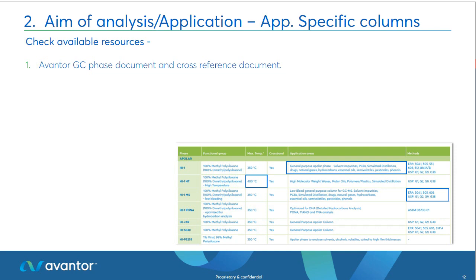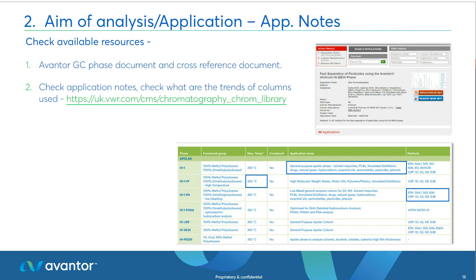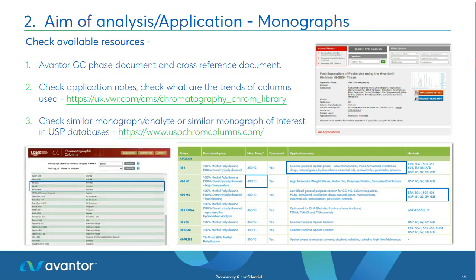You can also check the application notes in our application library online, and here you can search, you can have a look at the column type, you can search specific analytes of interest, and it just gives you more of an idea to see what trends of columns are out there and what they're being used for. You can also check the monographs of the analyte, and or similar monographs of interest in USP databases, and you can contrast and compare the other types of columns within that USP phase.